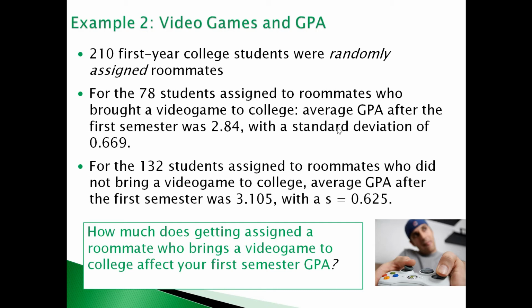The question is, how much does getting assigned a roommate who brings a video game to college affect your first semester GPA? Basically, we are looking for the confidence interval. Specifically, they asked me to find the 90% confidence interval. So for the 90% confidence interval, what do I need? I need the sample statistic, which is the difference in average, and I have that. This number and this number. I need the standard error, and I can find that because I'm given the standard deviations s1 and s2. I'm also given the sample sizes. And I need the t star using the degrees of freedom of the smaller one.